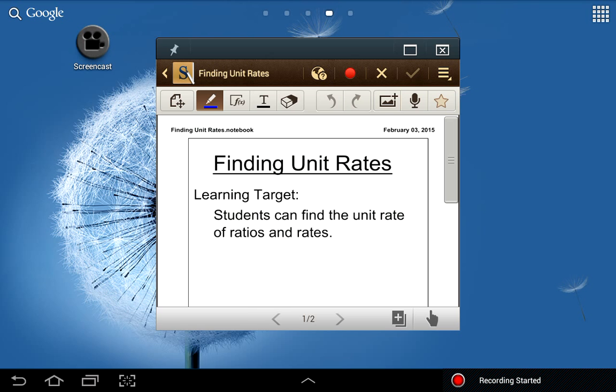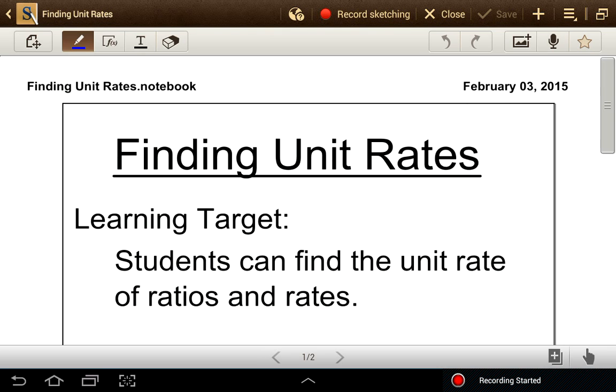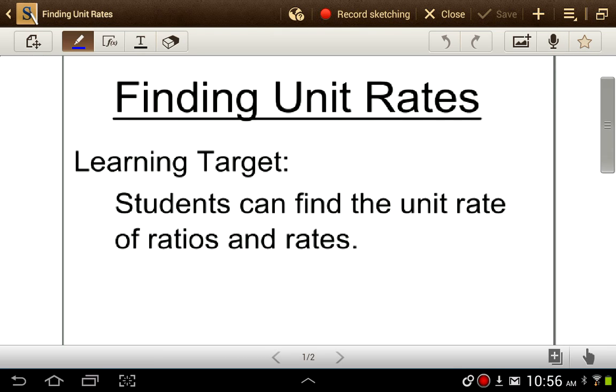Finding unit rates, that's what we're going to talk about today. When we're finding unit rates, guys, it's going to be a pretty simple process. Today's learning target is students can find the unit rate of ratios and rates. I'm going to give you a variety of ratios and rates today, and you're going to tell me what the unit rate is based on those.